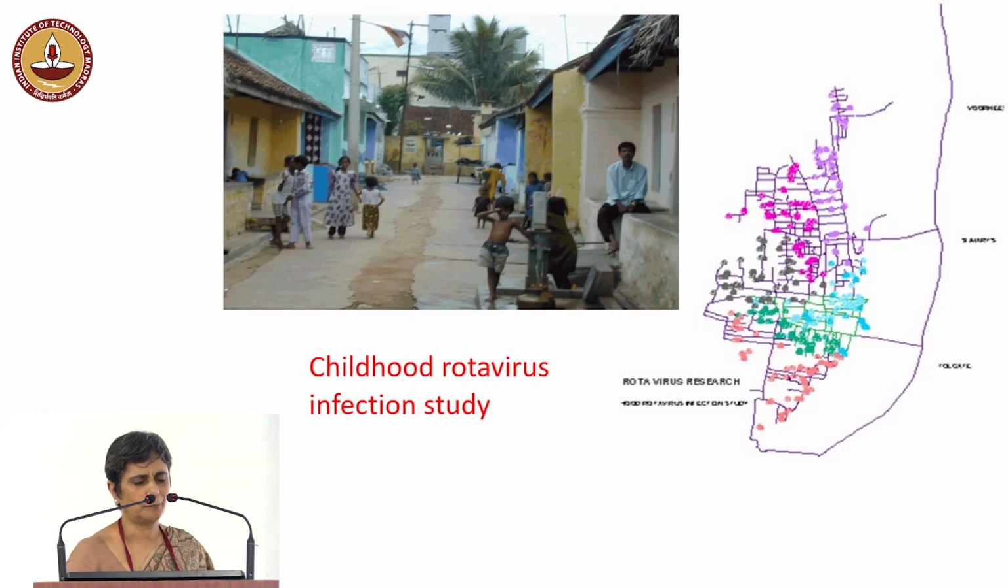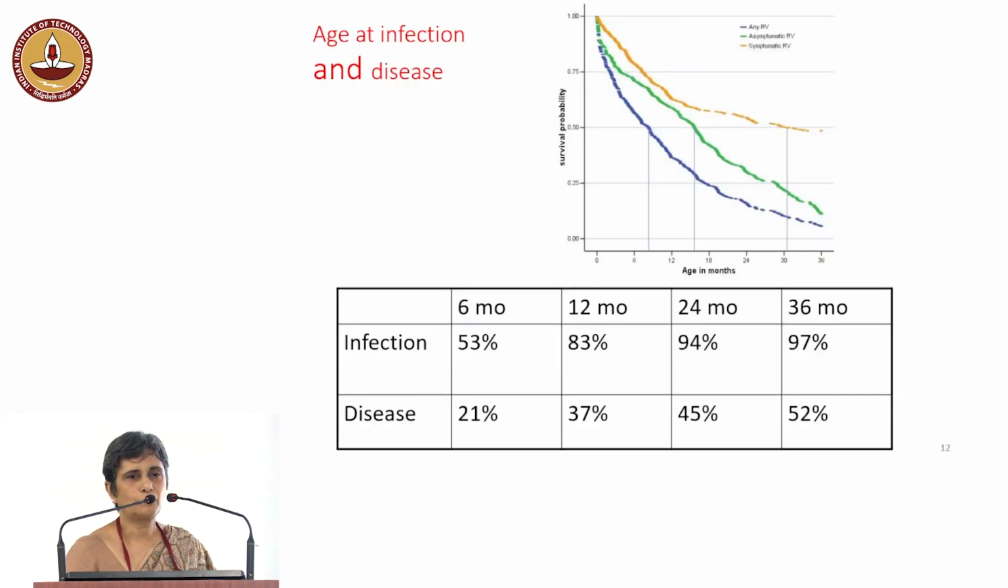We were working in a population that had lots and lots of children. It was a GIS mapped population. These kinds of studies are quite resource intensive to do. But what it allowed us to do is to look at the age at which children within the cohort got infected and the age at which they manifested with disease.